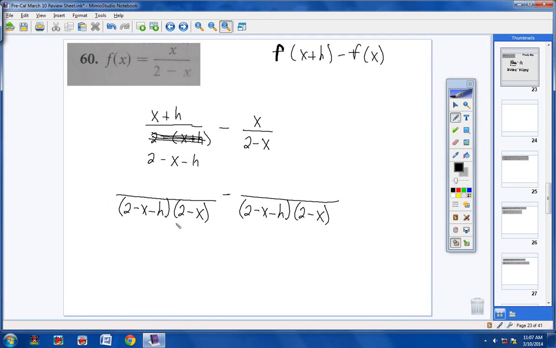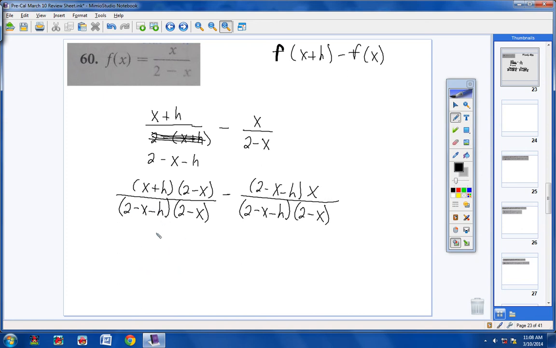Now, what do we have extra here that we don't have here? 2 minus x. So we have x plus h times 2 minus x. Now, what do we have in this denominator we don't have here? Well, we have 2 minus x minus h, and then bring down your x times x. So as you can see, unfortunately, we have a ton of simplifying to do, okay?